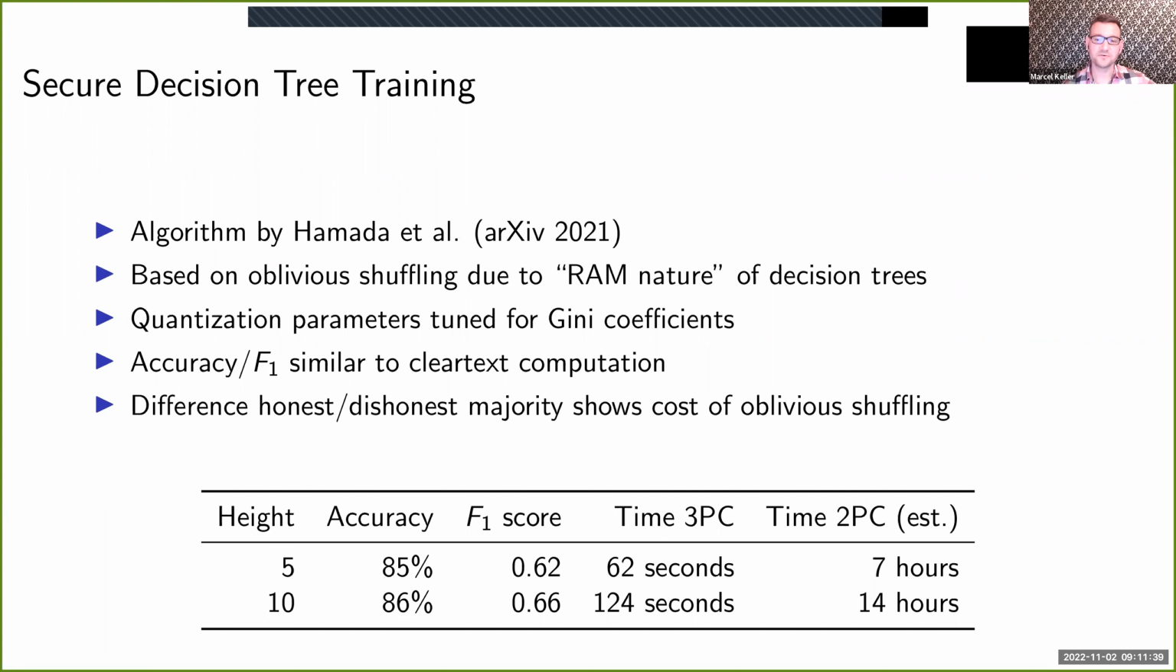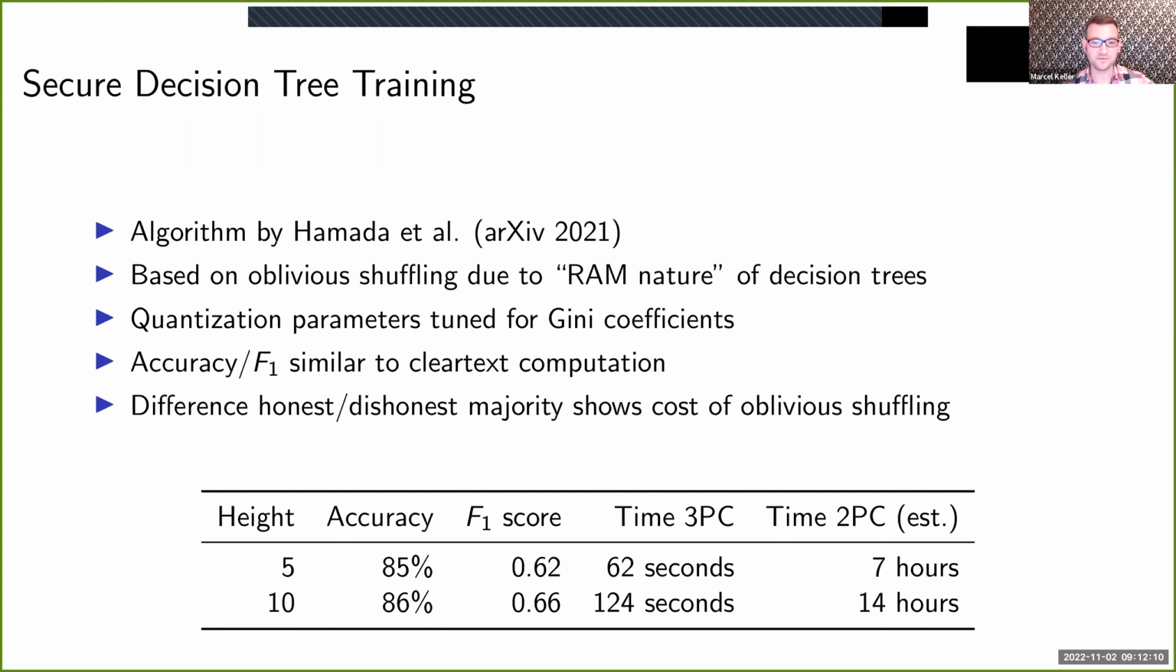Again, not wanting to go too much into details, there is this computation coming up in this algorithm called Gini coefficients, which requires division of fractional numbers. And that goes back to, we have to carefully choose the quantization parameters depending on the data size to make this computation happen.